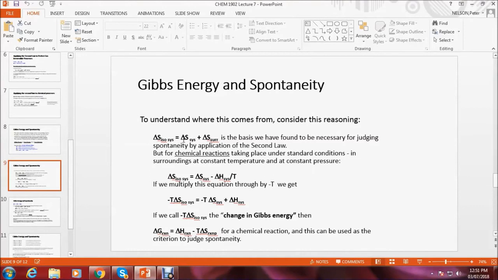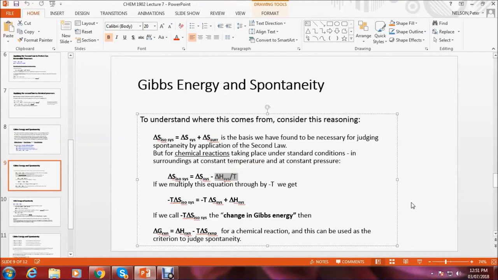Now, for chemical reactions taking place under standard conditions in surroundings at constant temperature and constant pressure, you could write delta S isolated is equal to delta S of the system minus delta H of the system over T. Right? Because remember, once we're working at constant pressure, Q is equal to delta H. So you could replace Q with delta H and divide that by temperature to get the entropy. It is the same thing as the entropy, and that is for the system.